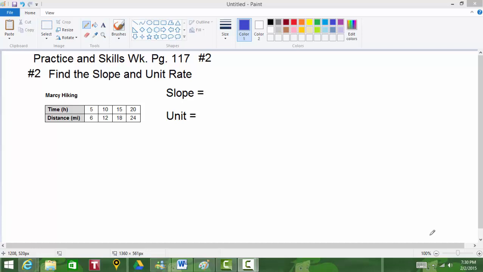This problem is from the Practice and Skills workbook. It's page 117, problem number 2. Find the slope and the unit rate. Slope is equal to and unit rate is equal to.